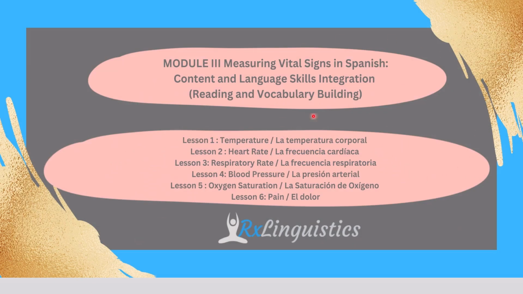So this is the content. As I say, you have temperature, la temperatura corporal, la frecuencia cardíaca, la frecuencia respiratoria, la presión arterial, la saturación de oxígeno y el dolor, which is pain.